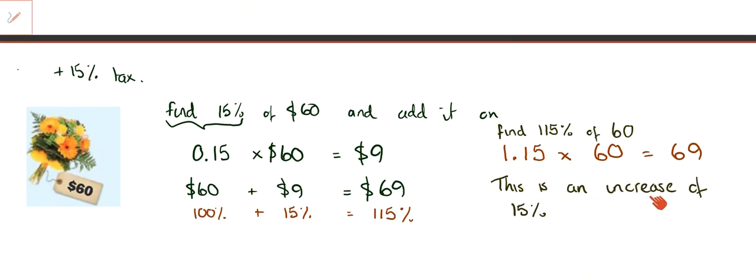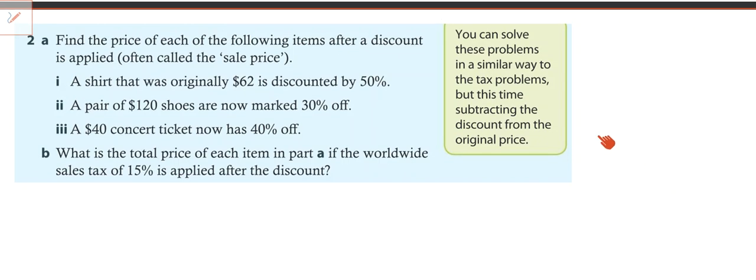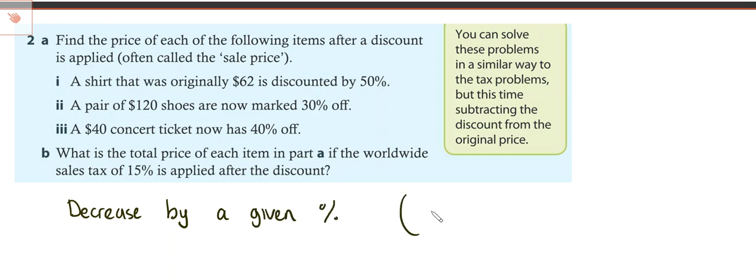So the word that I'm looking for is the opposite of the word I used up here. I said this is an increase of 15%. So this is going to be, we are going to decrease. Can you write this down in your book, please? We are going to decrease by a given percentage. And this could be another name for a discount. Okay?